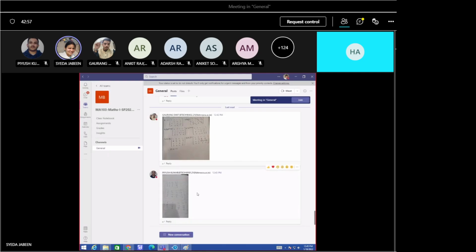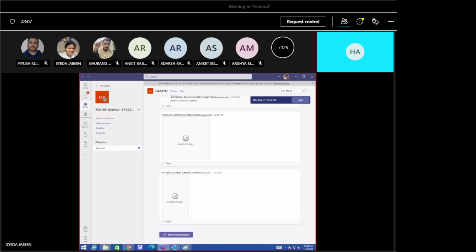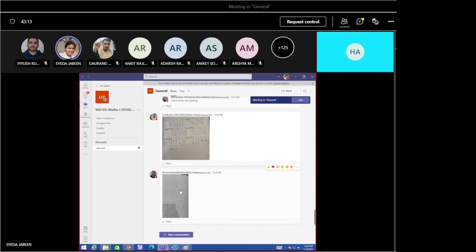Okay, so I think all of you have understood what is rank. If you have any doubt, you can ask. If you change the rows and columns, will there be an effect on the rank of the matrix? If you interchange any row or column, will there be any effect on the rank? No. No, ma'am.